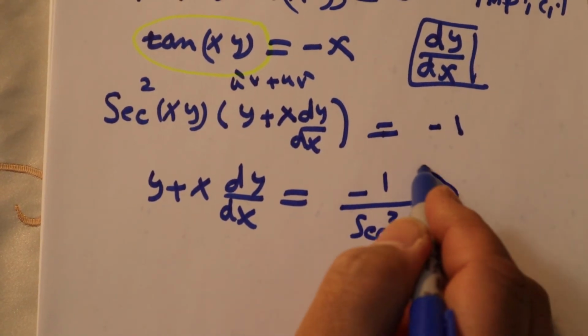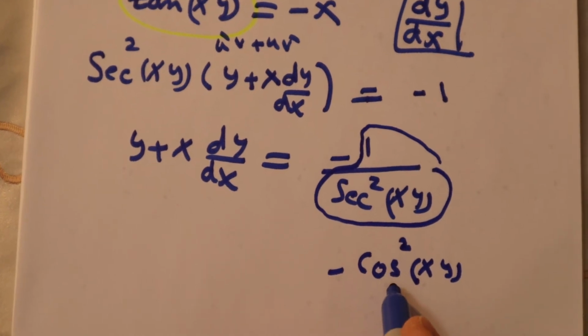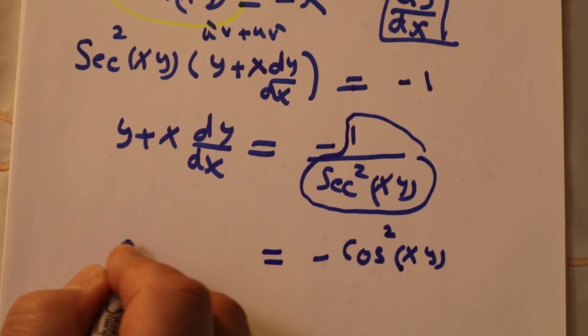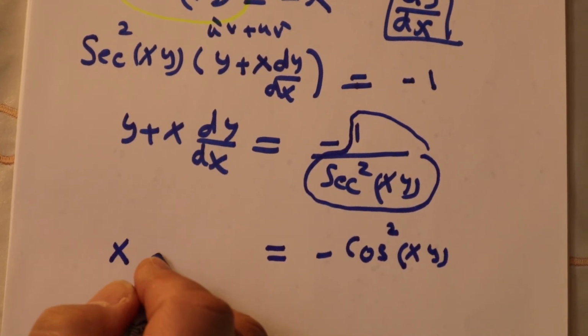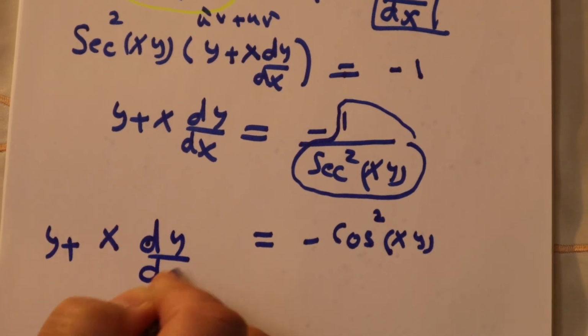Again, 1 over secant square is cosine square of xy. And you have a negative sign here, equals y plus x dy over dx.